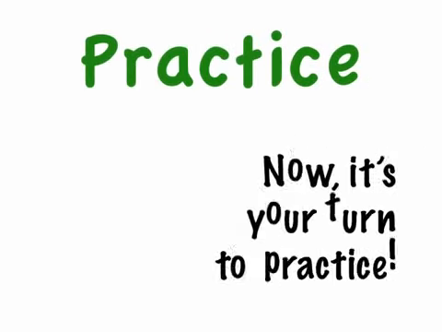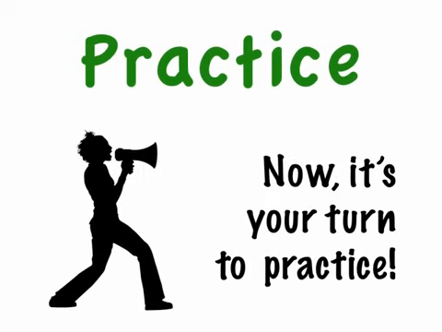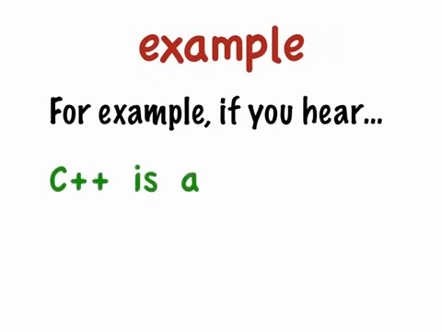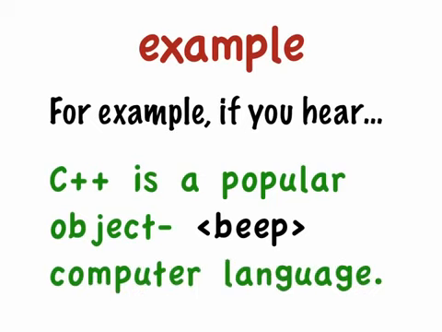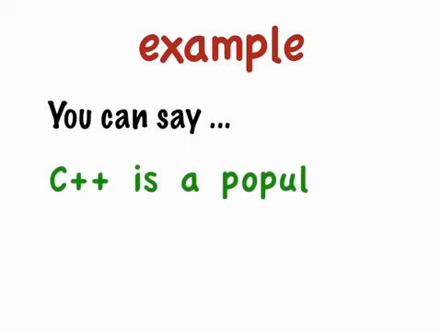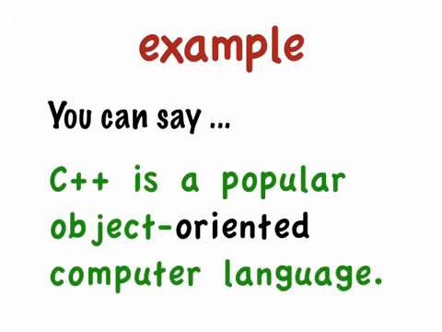Now it's your turn to practice some of the words we have studied in this episode. You'll hear a series of sentences with a word replaced with a beep. Repeat the whole sentence but say the missing word. For example, if you hear, C++ is a popular object computer language, you can say, C++ is a popular object-oriented computer language. We'll play the correct answer after each question. Ready? Let's give it a go.